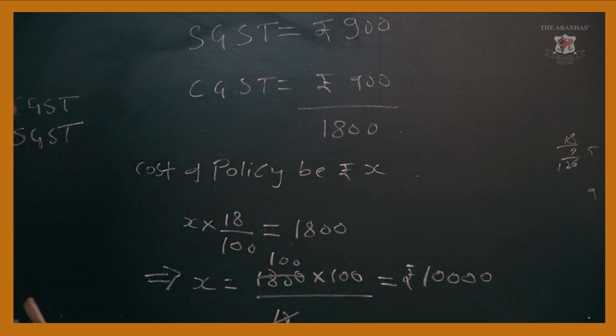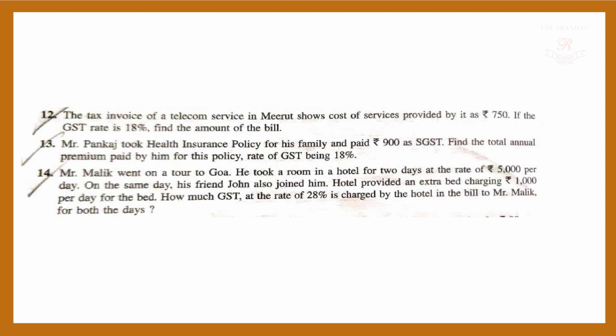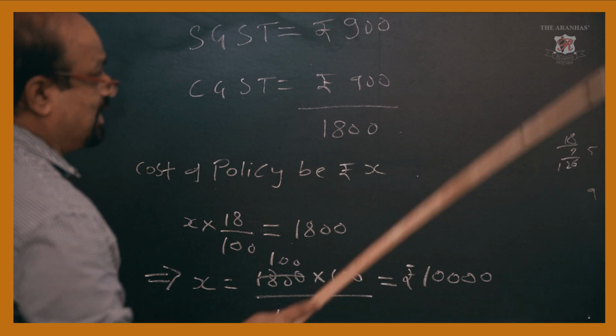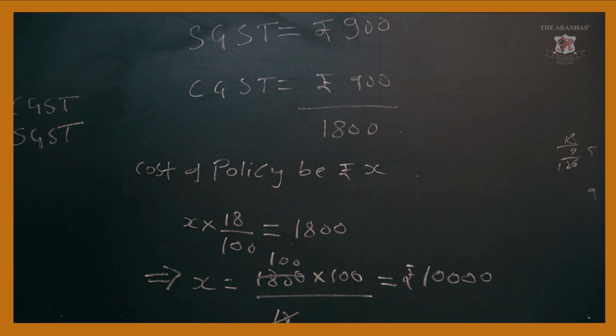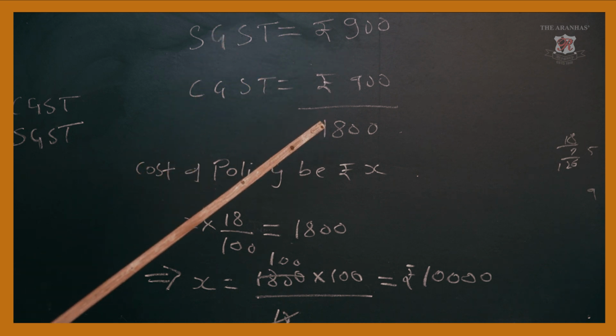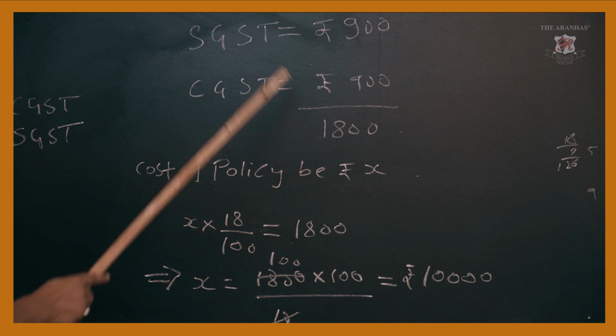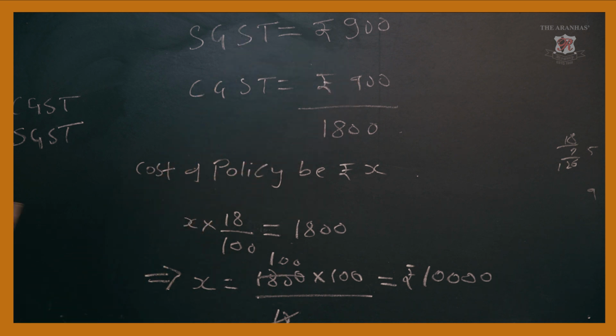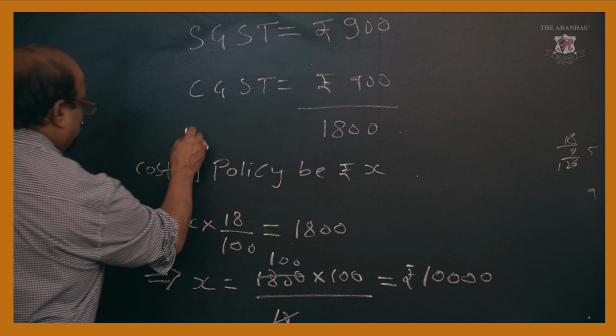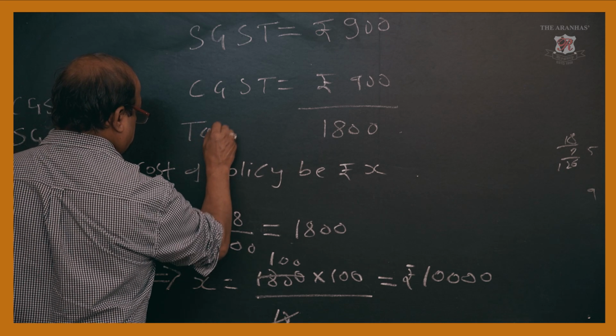I will explain it once again. In this problem, the catch is that SGST is rupees 900. Since this is within the state, we have to consider CGST also. That will be the same, rupees 900. So total GST paid will be 1800 rupees.